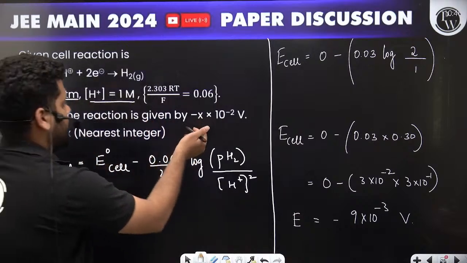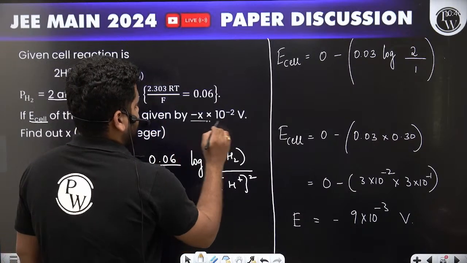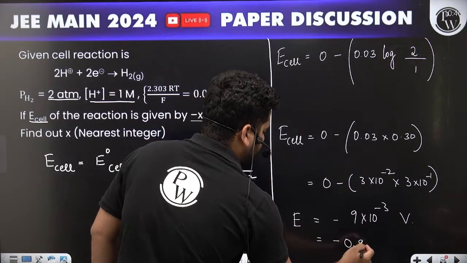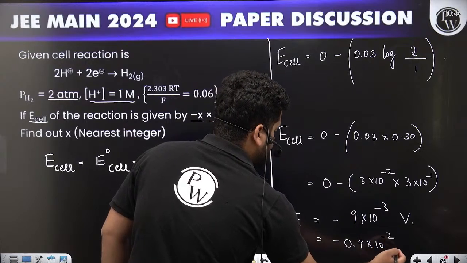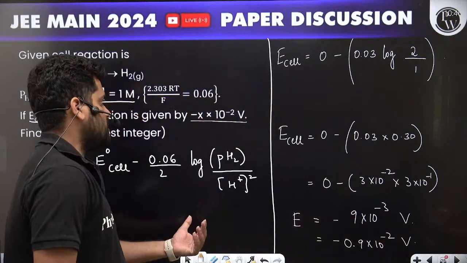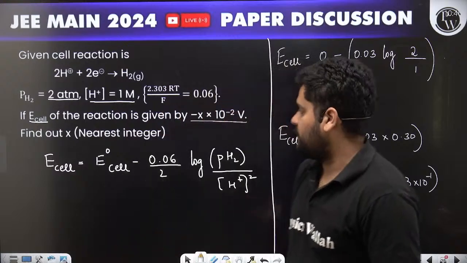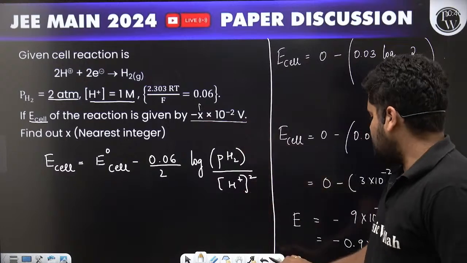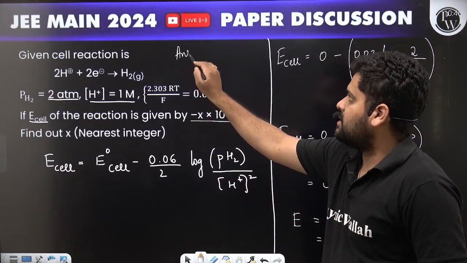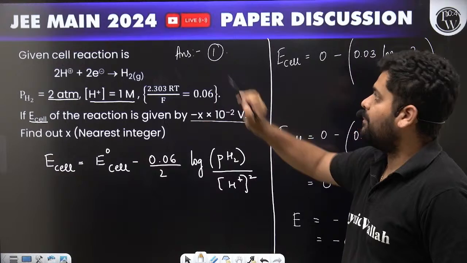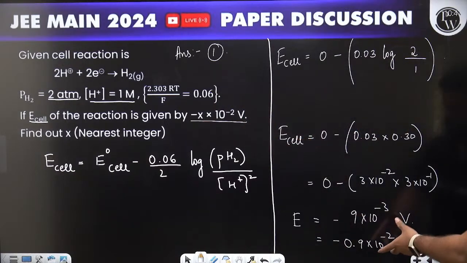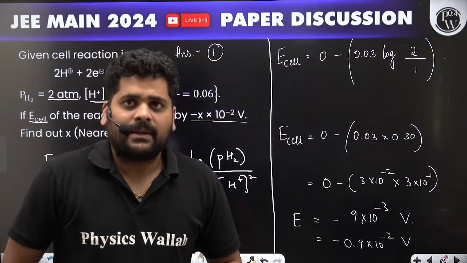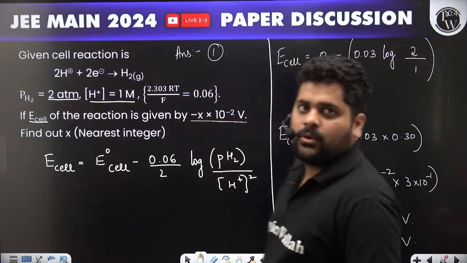Now the question has been asked with respect to minus x into 10 to the power minus 2. Make it minus 0.9 into 10 to the power minus 2 volts. Approximately, the closest value is what we have to give. The closest value to 0.9 is going to be 1. So the answer for this question is 1. That is, 0.9 into 10 to the power minus 2 has been rounded off to 1. Simple question, very good. Now moving on to the next question.